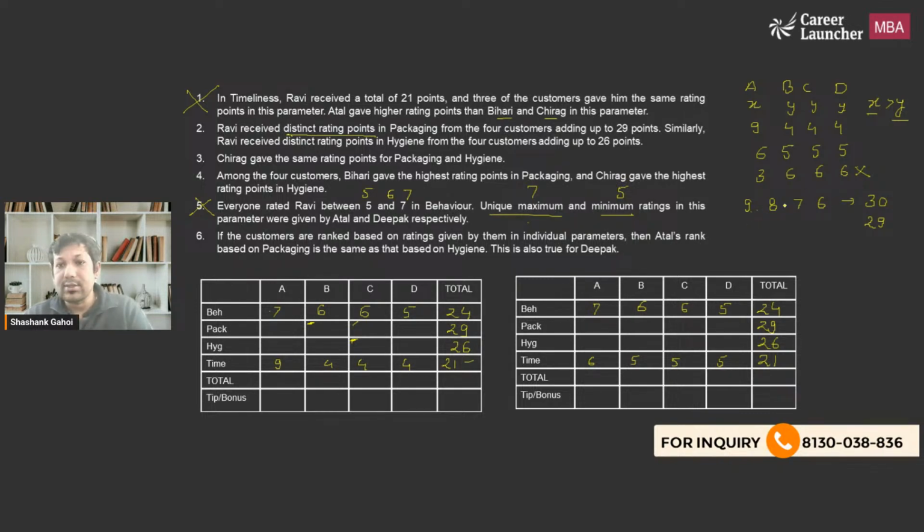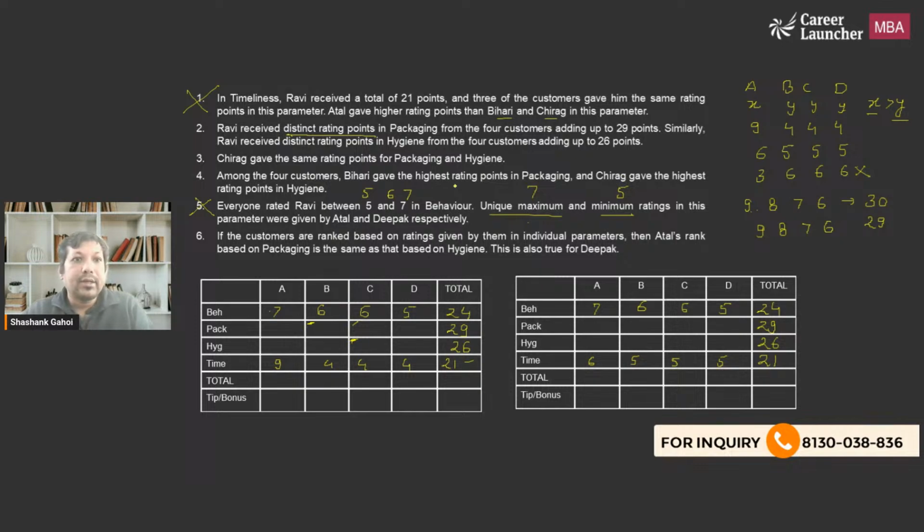Values are not distinct. Now, if I decrease 8 by 1, I'm going to get 9, 7, 7, 6. Again, values are not distinct. If I decrease 7 by 1, so 9, 8, 6, 6. Again, not convincing because the values are not distinct. So the only possibility becomes 9, 8, 7, and 5. So I got 9, 8, 7, and 5.